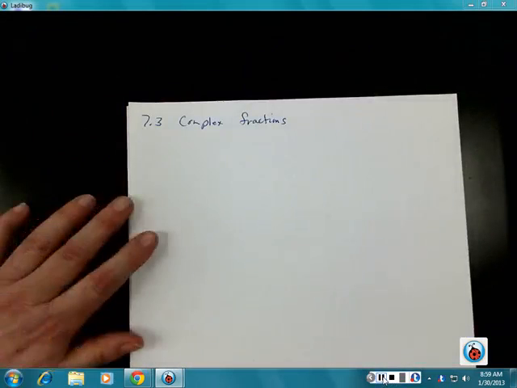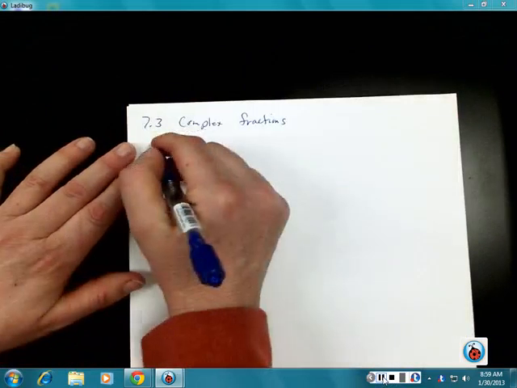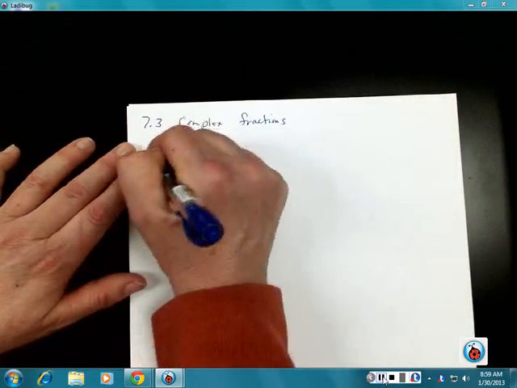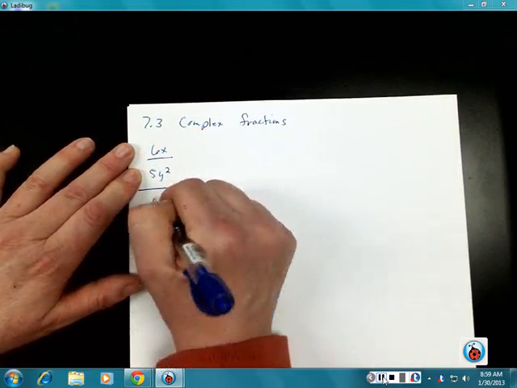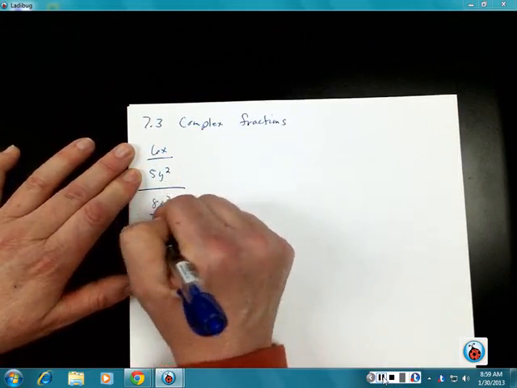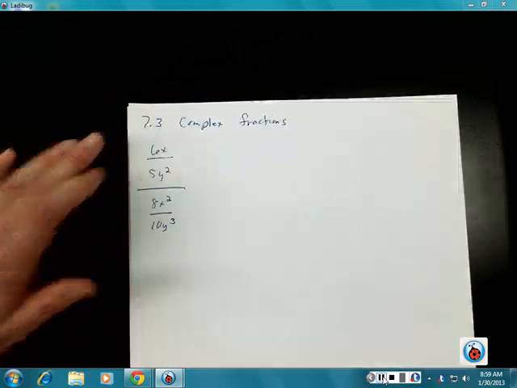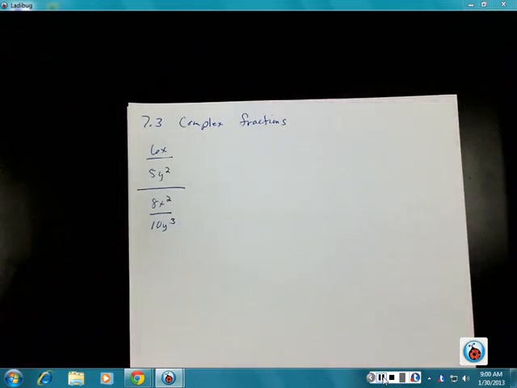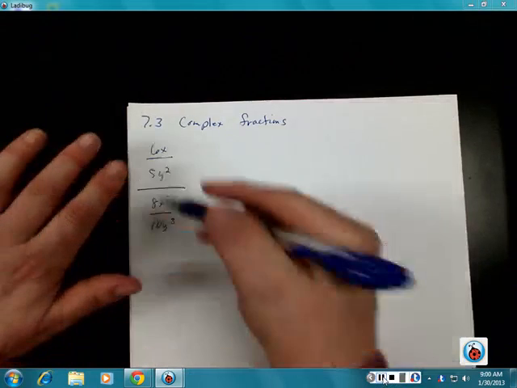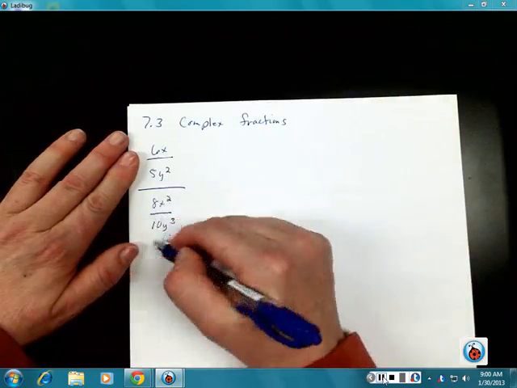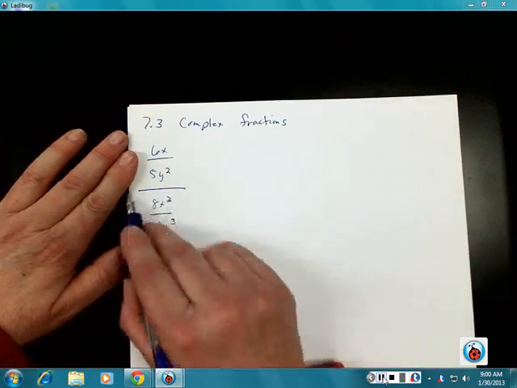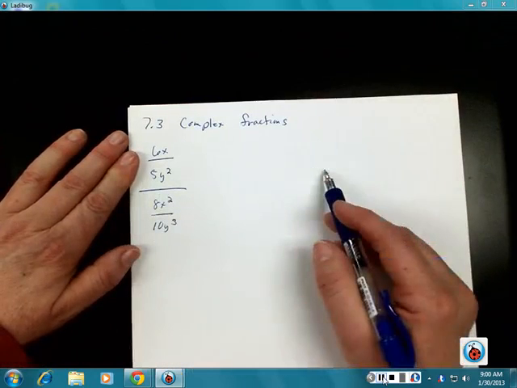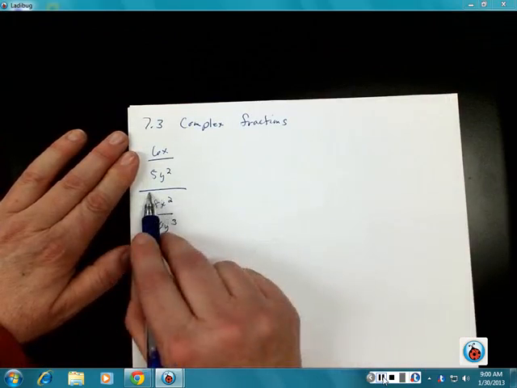complex fractions? Complex fractions look like things like 6x over 5y squared all over 8x squared over 10y cubed. Ugly looking things, aren't they? But what makes them look kind of ugly is that you have a fraction in the numerator and a fraction in the denominator. And what does the bar line mean when we look at fractions? What does this mean? It means division, right?